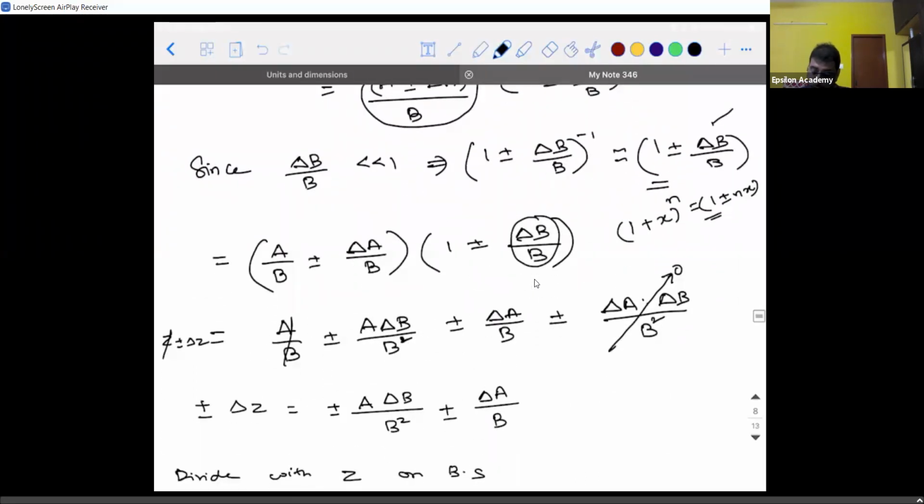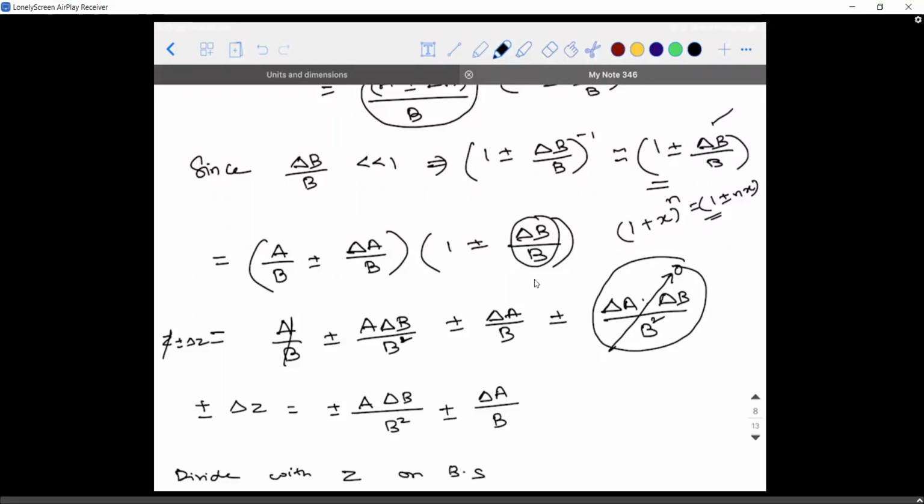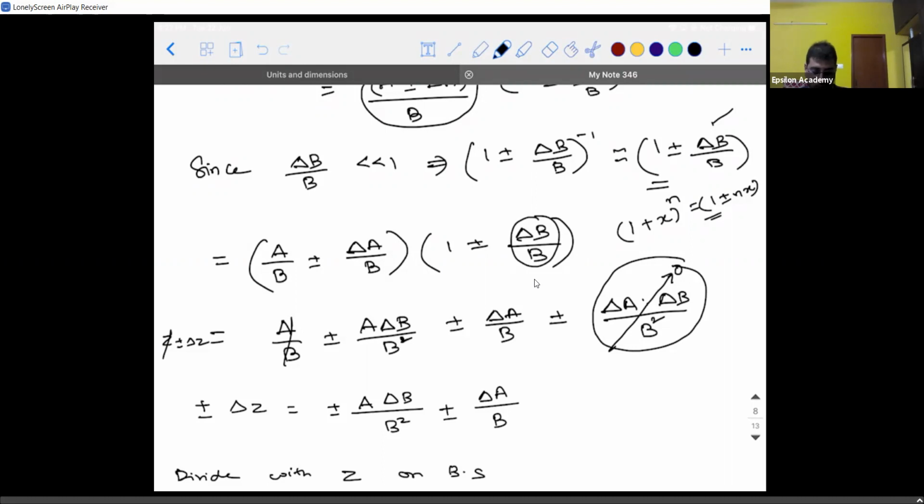Whereas delta A into delta B is approximated to 0. Try to understand the difference. 1 plus or minus delta B by B is not 0. Product of delta A and delta B is 0. Am I clear? Yes, sir.